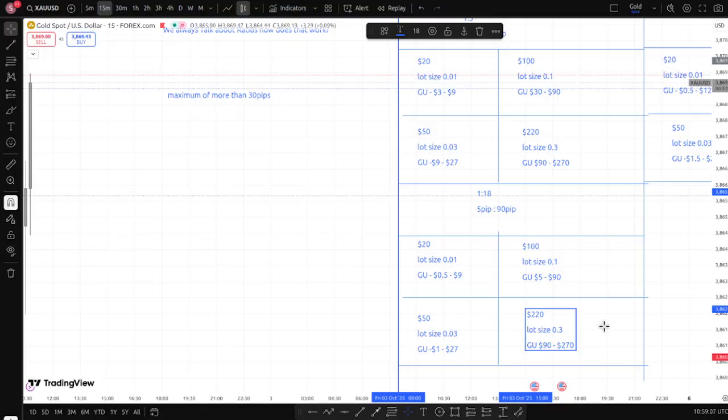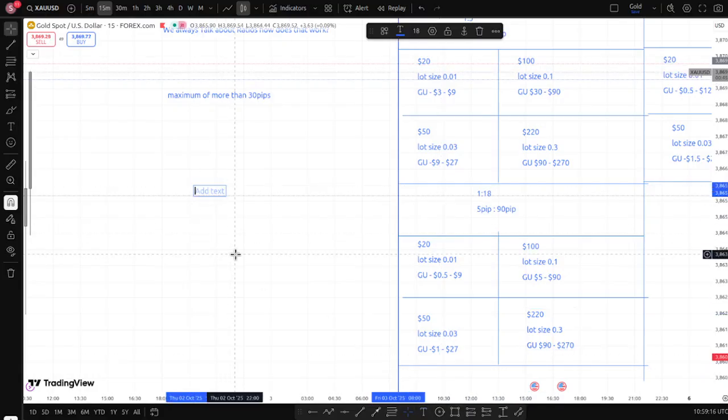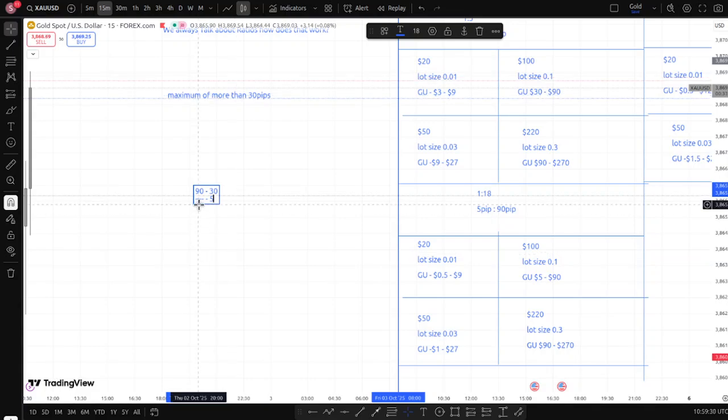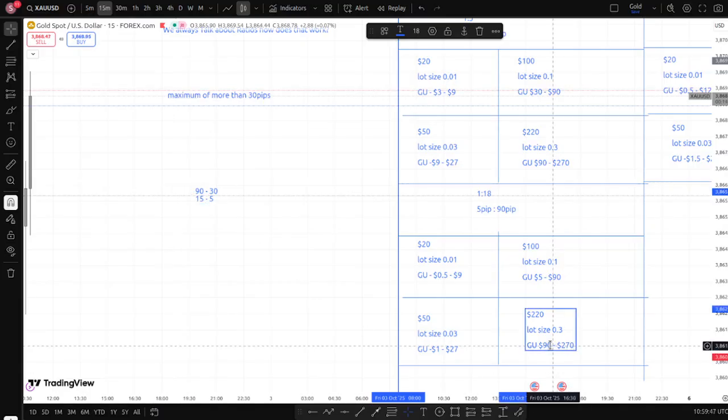Okay, sawa. This 90, acha tuiandike tu hapa. Kwa ajili najua kama mimi niko slow, labda kuna wenzetu wako slow zaidi yangu. $90 is equals to 30 pips, si ndio? Tunajua hii. So ni 90 times 5 divided by 30. 90 times 5 ni 450, divided by 30 ni 15. So hapa tunapata 15. So you're risking $15 to get $270.